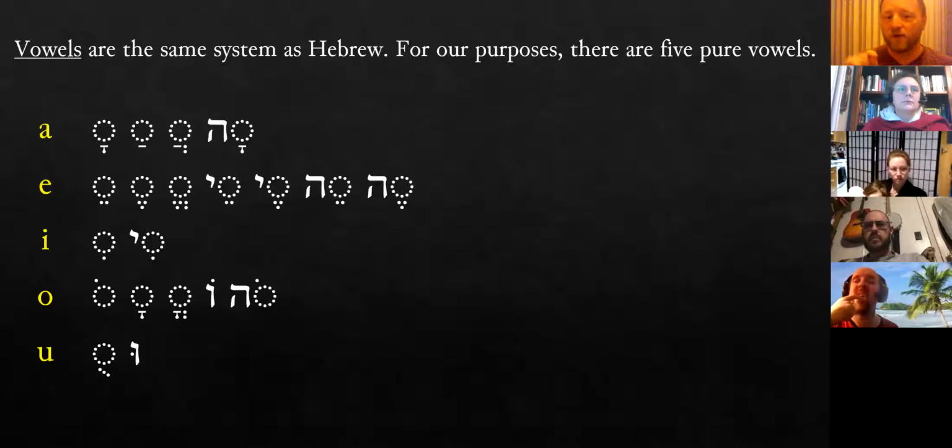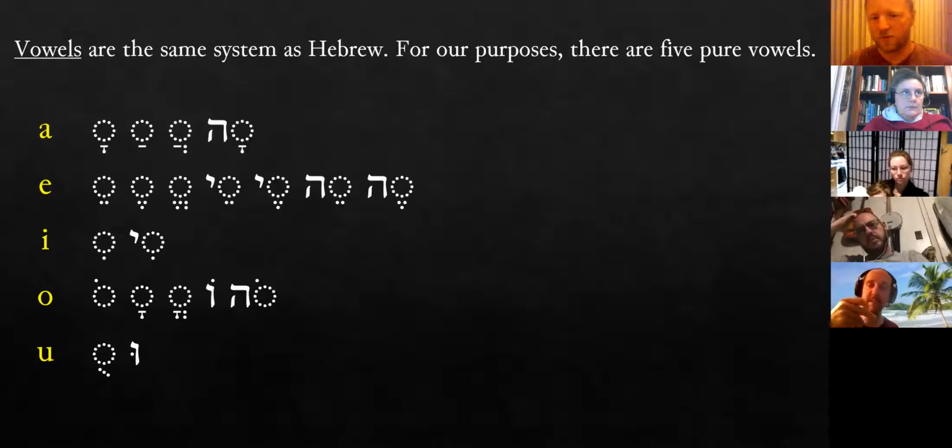O is a dot on the top left of the consonant. If it's a short vowel, it's exactly written like the kamatz with a long A. So all of these are O. If you know Hebrew, this is a very, very easy thing. If not, there are lots of videos on YouTube and elsewhere that you can look at later on if you have questions.